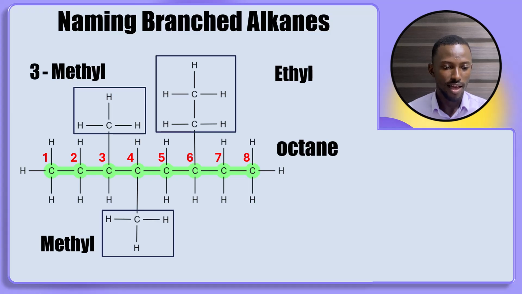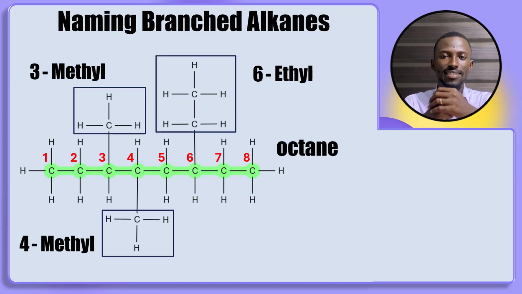So now what does that mean? The first methyl is found on carbon number 3, so 3-methyl. The second methyl is found on carbon number 4, that makes it 4-methyl. And the third alkyl group is found on carbon number 6, 6-ethyl. So basically we are done with our work. The next thing we have to do is to combine these individual names into one long name for this organic compound.